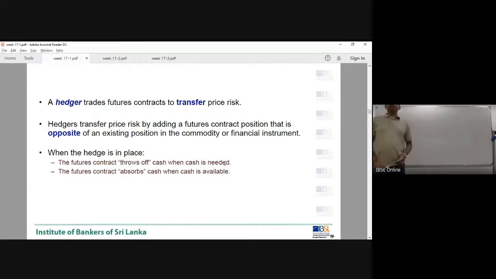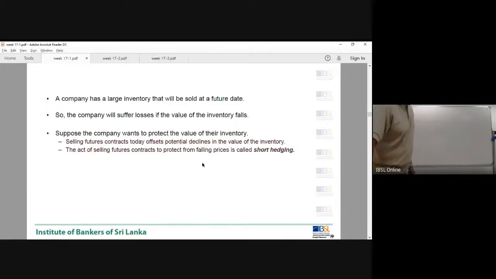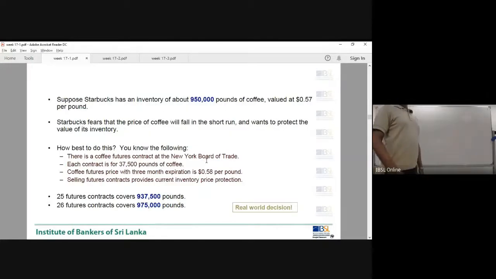So if you're hedging, then you're transferring price risk. Now let's do an example. Let's try this question.